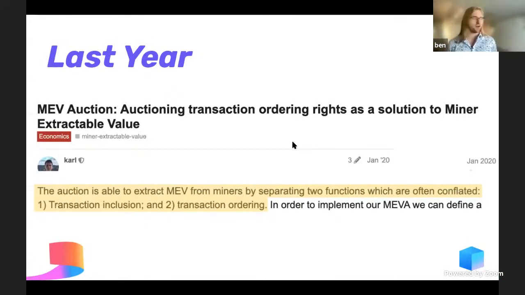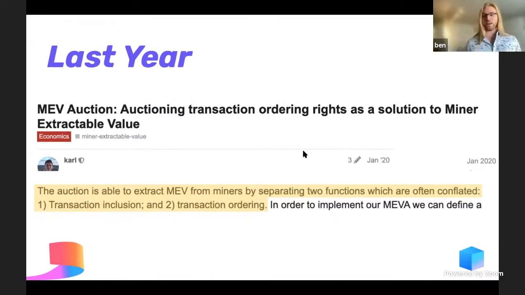About a year and a half ago now, we put out this post called MEV Auction, which basically talked about how in protocols generally, not just on L2, although L2 is particularly suited for implementing it, we really can separate out the role of transaction inclusion and transaction ordering and break those into two separate roles. And there's some fun stuff we can do with that, especially if we auction off the right to ordering those transactions. We call these MEV auctions.